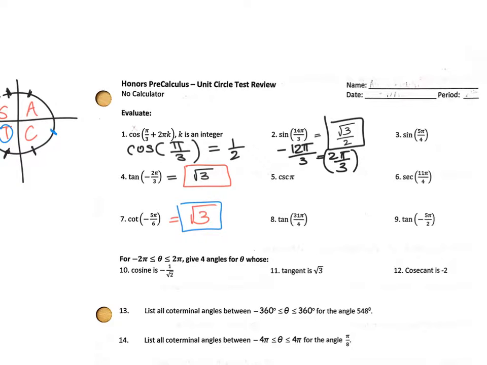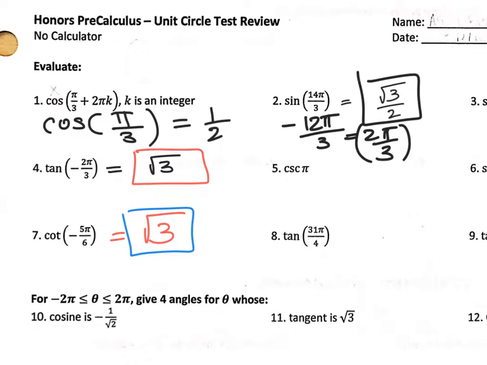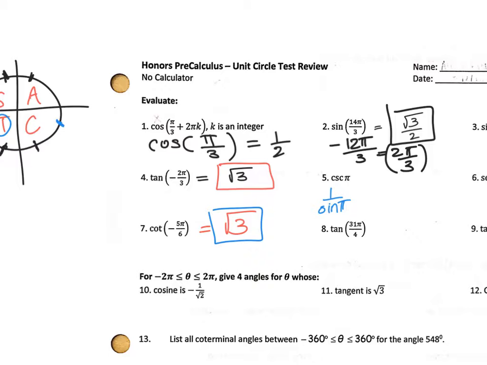Now, we just did a sine, a cosine, a tangent, and a cotangent. Let's do a secant and a cosecant. What is the cosecant of pi? Now, cosecant means 1 over sine. So I need to know what the sine of pi is. The pi is somewhere over here, so the sine of pi is going to be 0. 1 over 0 will give me something that's undefined. So the cosecant of pi is undefined.